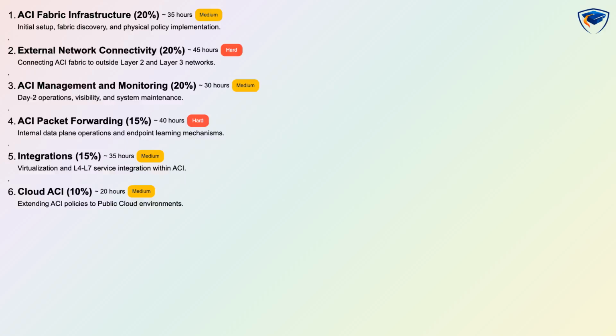ACI fabric infrastructure is 20%, external network connectivity is 20%, ACI management and monitoring is 20%, ACI packet forwarding is 15%, integrations is 15%, and cloud ACI is 10%. Each domain lists difficulty, recommended learning hours, and assessment type so you can plan hands-on labs and conceptual study appropriately.